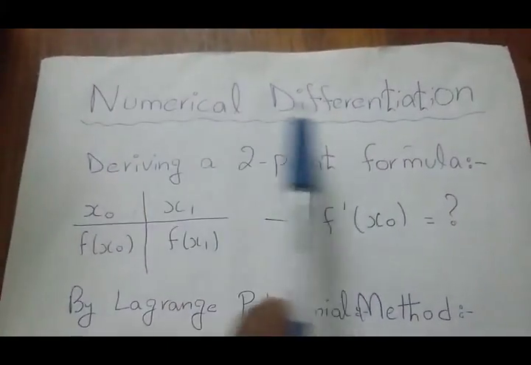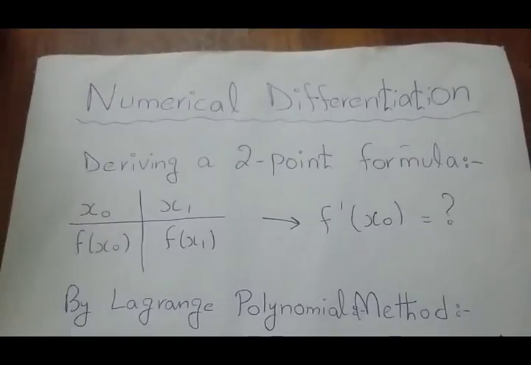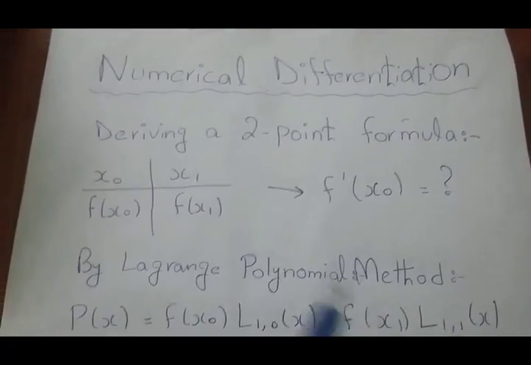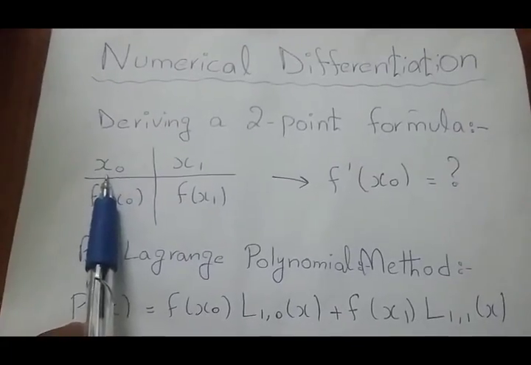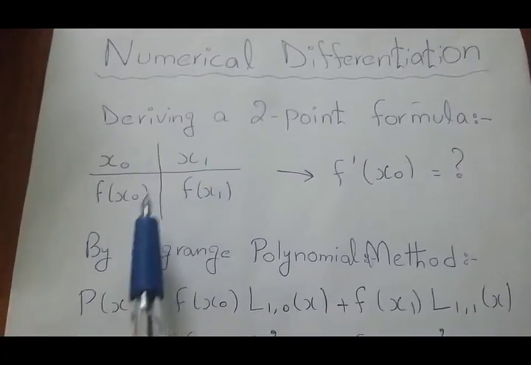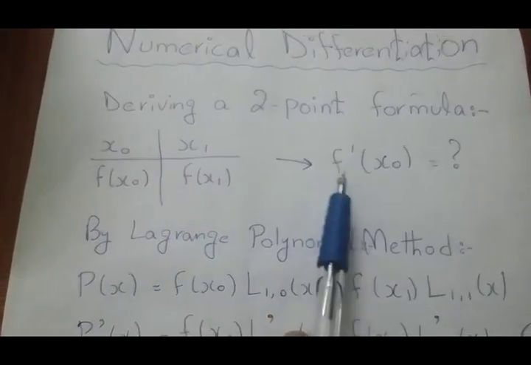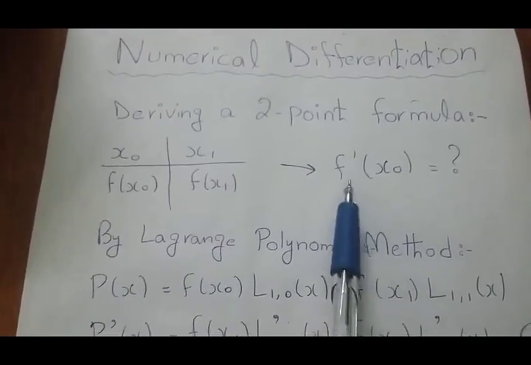That is numerical differentiation. We will be deriving a 2-point formula for numerical differentiation. We have 2 points given, that is x0 and x1, and we have the corresponding values of f of x0 and f of x1, and we are required to find the value of f dash of x0.